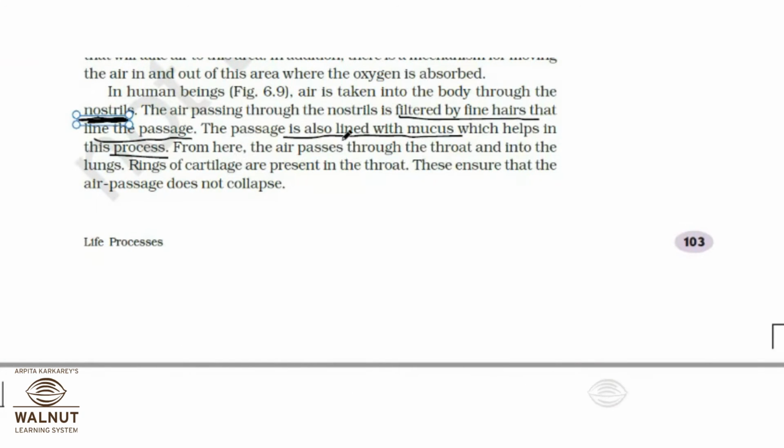From here, the air passes through the throat and into the lungs. Rings of cartilage are present in the throat. These ensure that the air passage does not collapse. So please remember the function of why rings of cartilage are present. In case there is absence of air, it should not happen that the whole tracheal column collapses. So in order to prevent that, rings of cartilage are present in the throat. Okay.